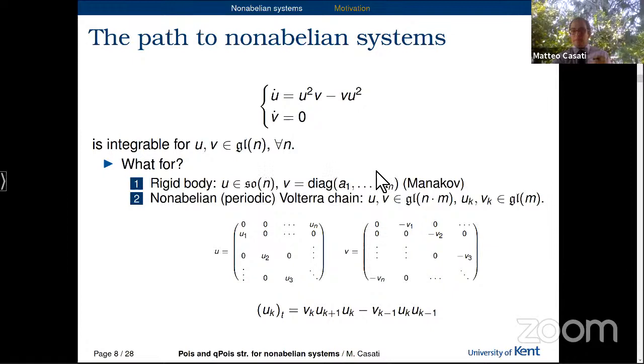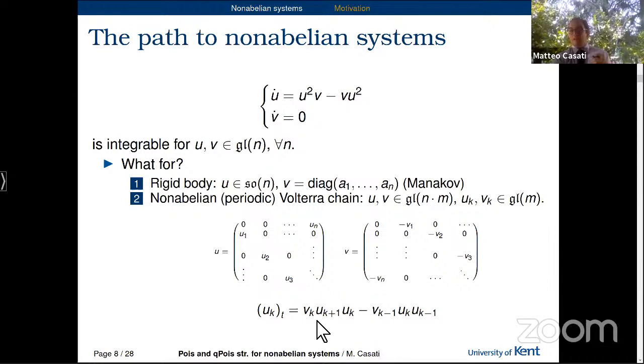And despite it may look like a weird construction, this has in fact at least a couple of interesting and remarkable applications. If your u is not in GL_N but in SO_N and you take v to be diagonal, this is the system that gives you the equation of motion for a rigid body in Manakov language, according to Manakov's construction. Or if you take u and v to be in GL_N and you pick m-dimensional blocks on these structures, then this system gives you a periodic Volterra chain.